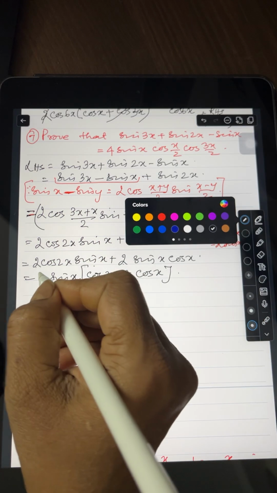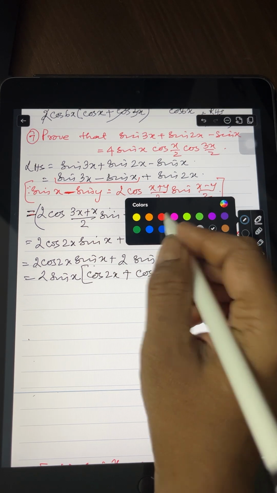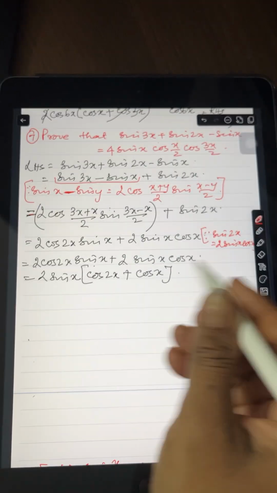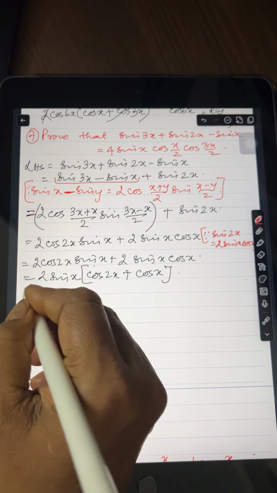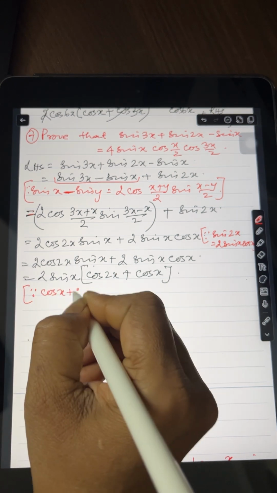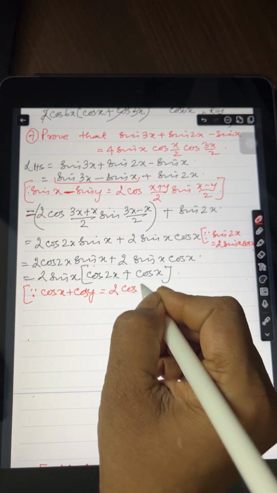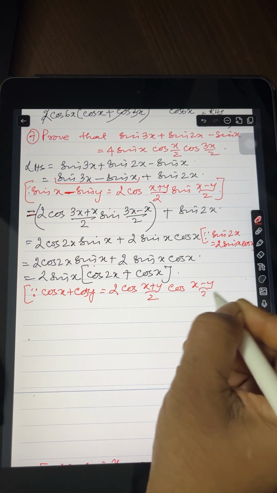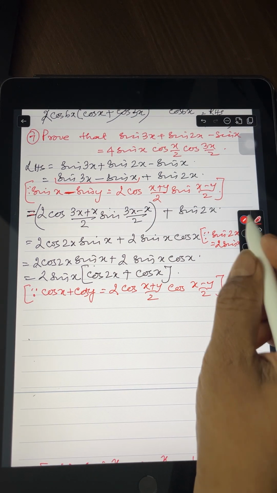So this 2 should be written, and again I'll change the color. For the formulas I'm changing the color so that it will be easy for you to see. Now, since cos x plus cos y is equal to 2 cos (x plus y) by 2 cos (x minus y) by 2, you can use the formula.